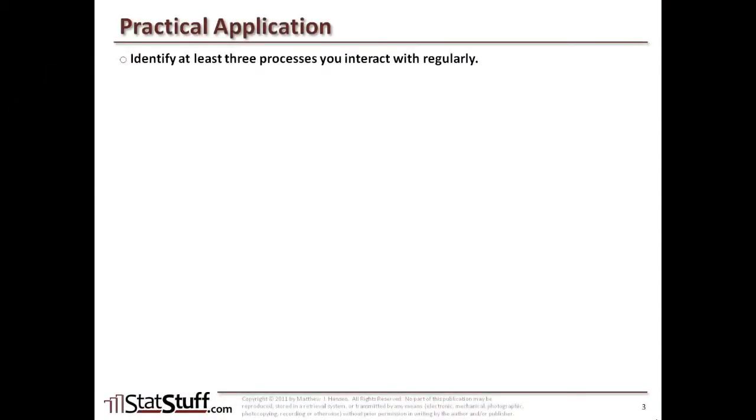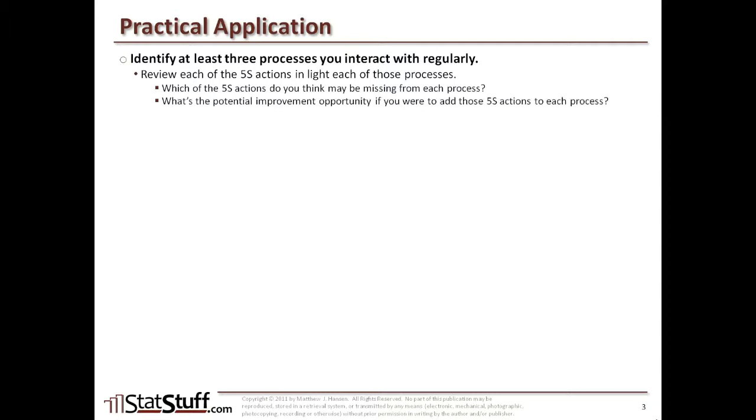All right, before we close this lesson, let's discuss how we can apply some of these concepts in a practical way. We'll begin with trying to identify at least 3 different processes that you interact with on a regular basis. And then look at the 5S actions in light of those processes and ask yourself, first of all, which of those 5S actions do you think may be missing from each process? And what do you think the potential opportunity is if you were to add those 5S actions to each of those processes? Well, that wraps up this lesson.